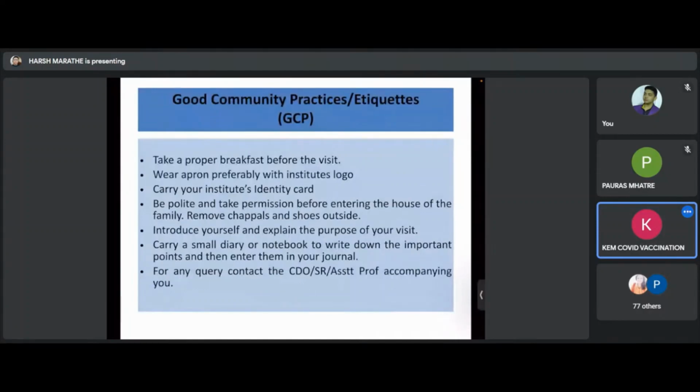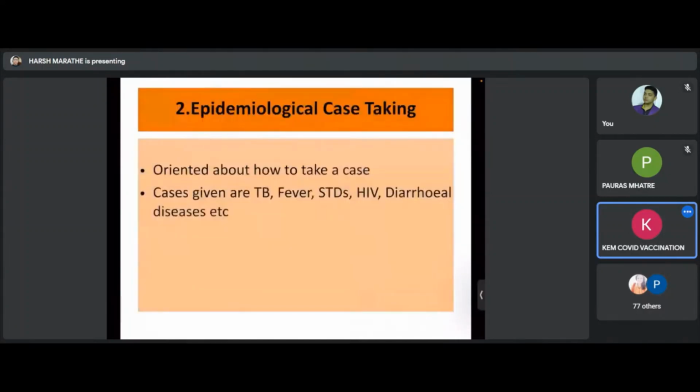Next, please. The next domain is epidemiological case taking. This is very important because you are oriented about how to take a case. Now, you must be taking reference from different books, like I think there's an important book, PJ Mehta, which explains how to take a case. But here, in the case of a community case, you have to take it from an epidemiological point of view. And for that, all these points will be explained to you during how to take the case.